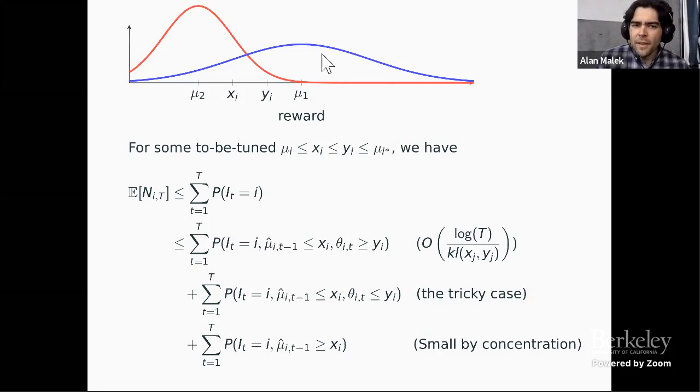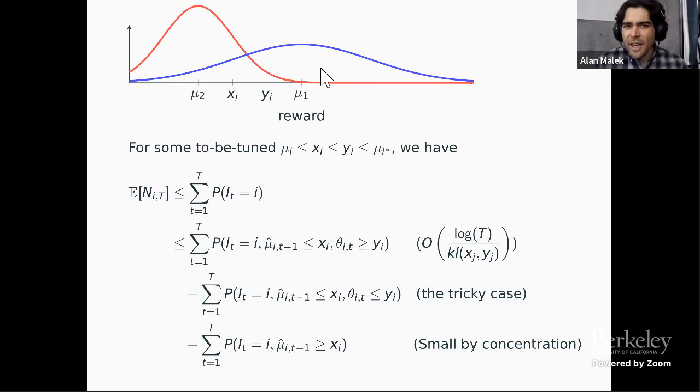And then the last case that might happen is if the mean of arm i is just like crazy and you didn't learn it that well. And that doesn't happen just through concentration, right? We know that the mean mu hat i concentrates around the true mean. So this is the tricky case.